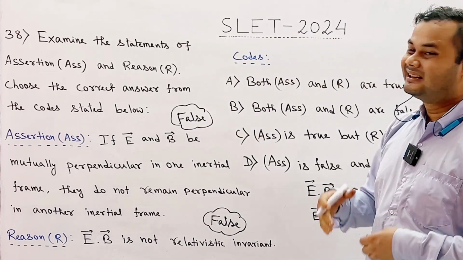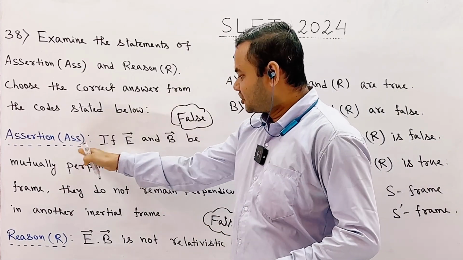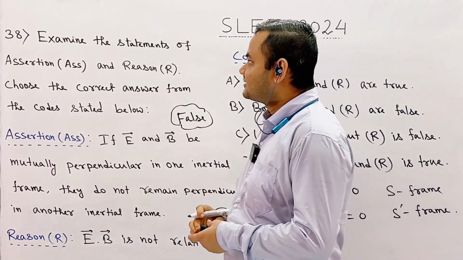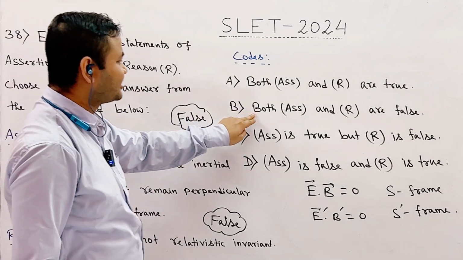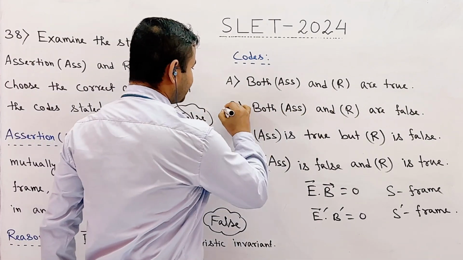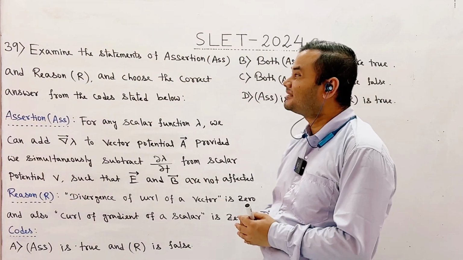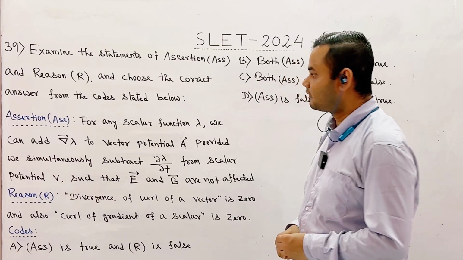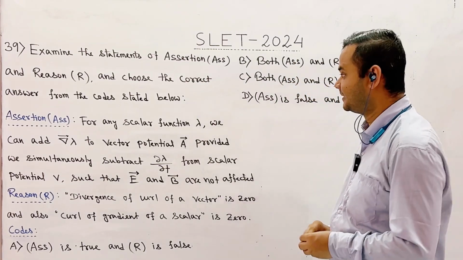So after discussing, we have seen that both assertion and reason are false. So the correct answer of question number 38 is option B. Both assertion and reason are false. Okay? Next, question number 39. This question number 39 is also an assertion reason type question. First, let me read the assertion and reason statements.